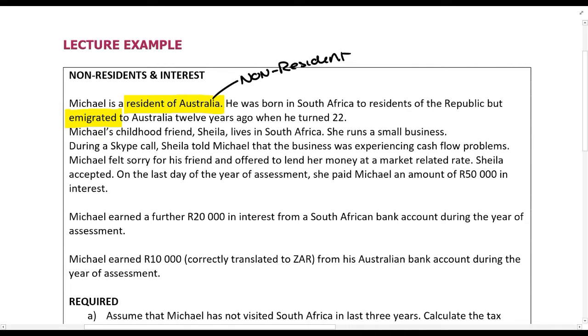Michael's childhood friend Sheila lives in South Africa. She runs a small business. During a Skype call, Sheila told Michael that the business was experiencing cash flow problems. Michael felt sorry for his friend and offered to lend her money at a market-related rate.